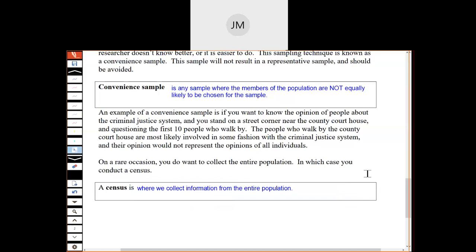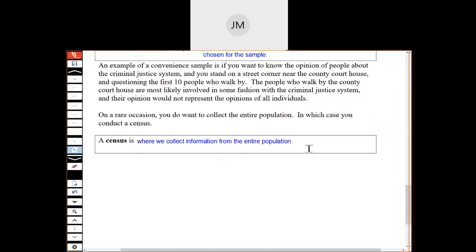So a census is something that we talk about, but it's going to be pretty rare unless our population is really small, because it's so difficult to find everybody.